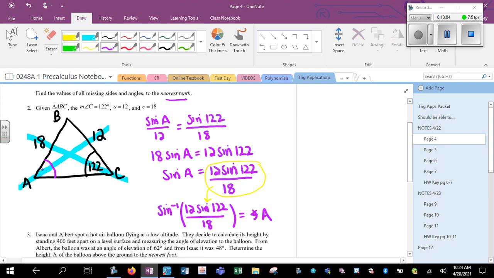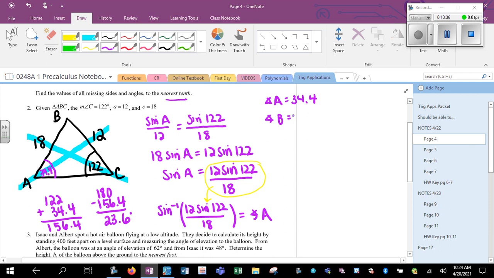All right, so 34.4 is angle A. I'm going to write that over here. Once I know angle A, I'm going to go ahead and find angle B. So this is going to be 122 plus 34.4, deducted from 180 because all angles add up to 180 degrees. And that's going to give us 23.6 degrees for angle B. Put that little degree symbol in there.